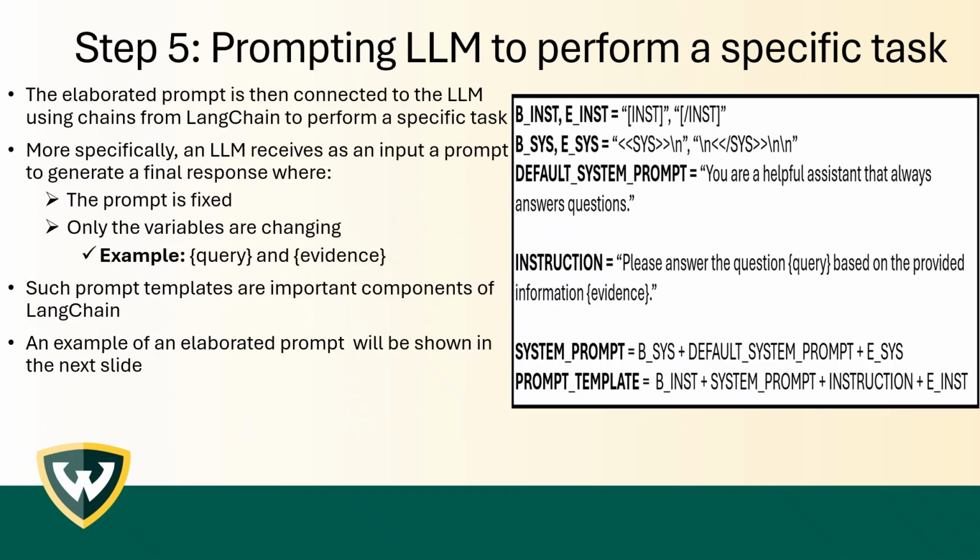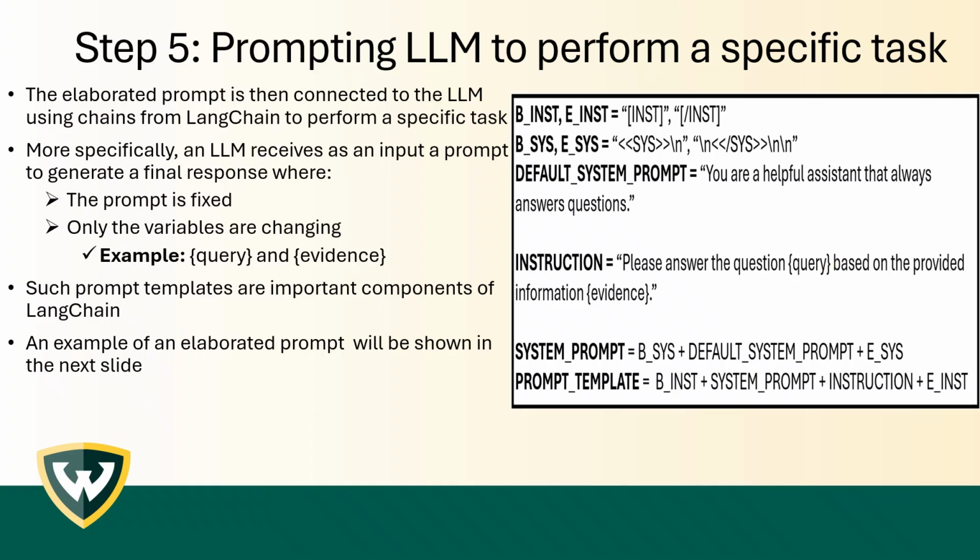The elaborated prompt is then connected to the LLM model using chains from LangChain to perform a specific task. More specifically, an LLM model will receive as an input a prompt to generate a final response as output, where the prompt in this case is fixed and where the variables here, for example, evidence and query, will be changing. Such prompt templates are an important component of LangChain, and an example of an elaborated prompt will be shown in the next slide.